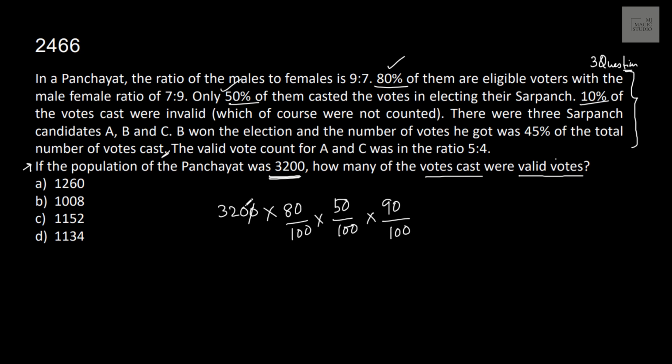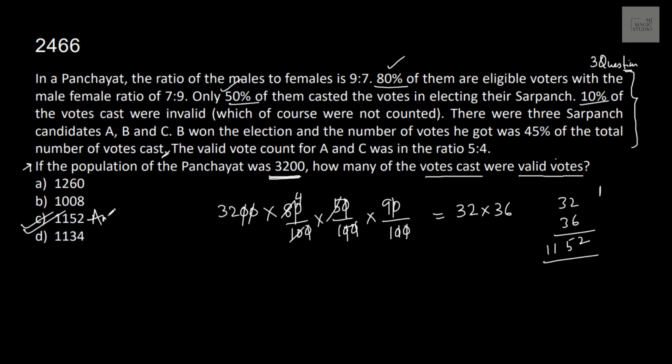Let's solve it. 32 into 36, which gives 1152. That's in option C.